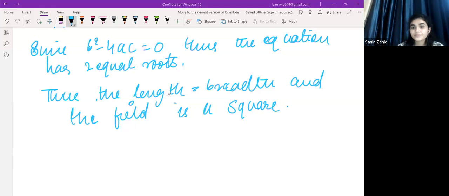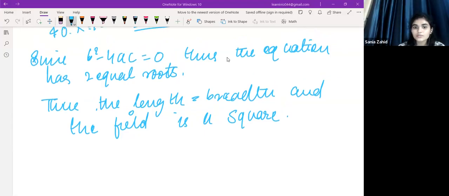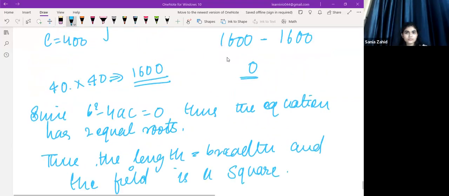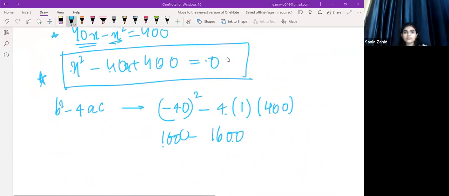Umair, are you there? What did you write after that? Thus, the length is equal to breadth. Umair, did you complete the question? So what is your answer? Umair, what is your answer if you've completed the question? I got 6,000, b square is equal to 4,800. How come? This is our equation.